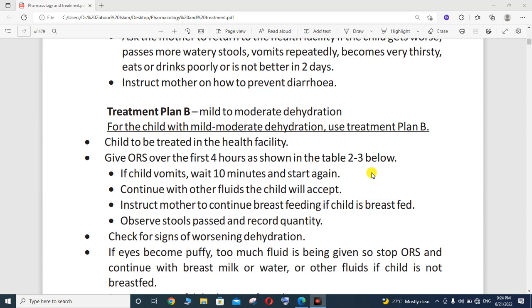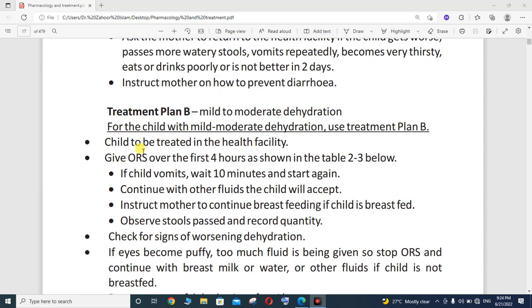Today the topic of my lecture is treatment protocol, or treatment plan B, for mild to moderate dehydration. For example, whenever there is mild to moderate dehydration, meaning different electrolytes are lost from your body during diarrhea, during loose motion. So, what will be the treatment strategy or treatment protocol? For a child with mild to moderate dehydration, use treatment plan B.